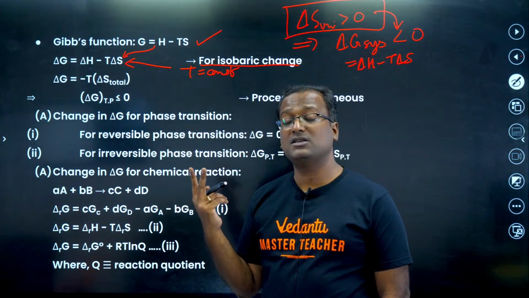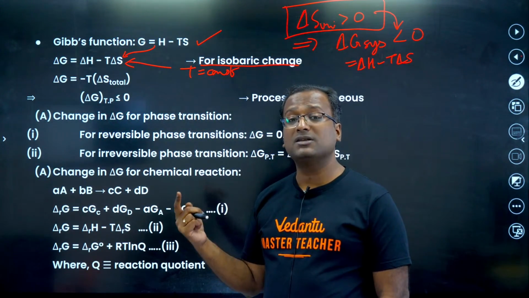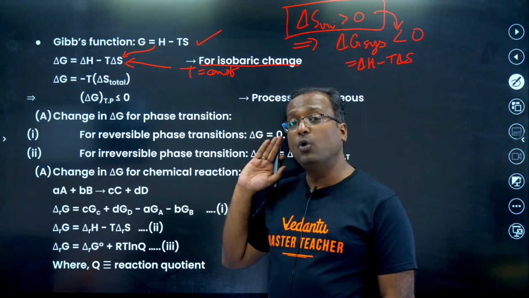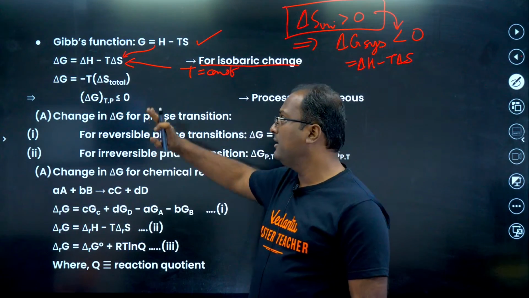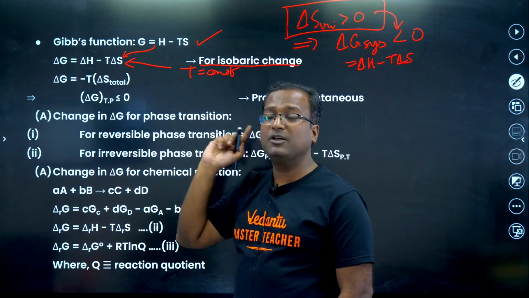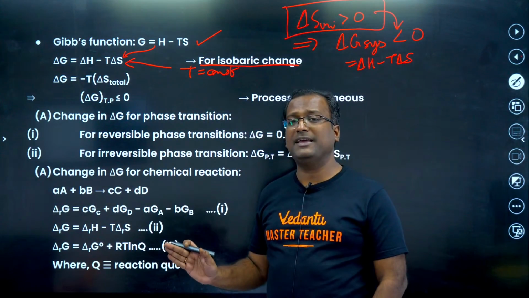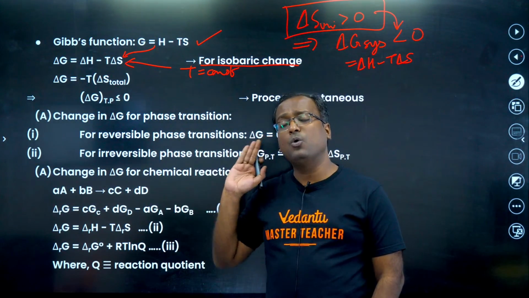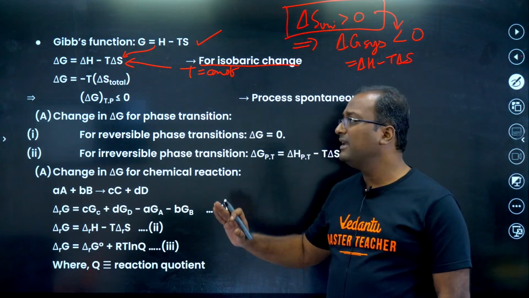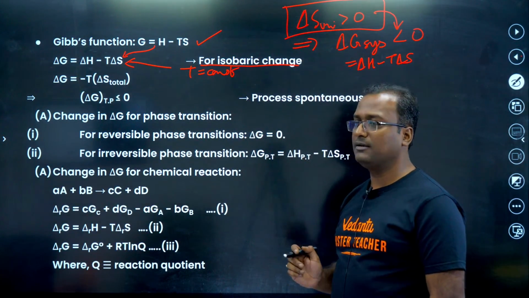By default you have two conditions. Pressure should be constant, temperature should be constant. Only and only then we can apply this formula. Are you guys with me on this? We cannot blindly keep applying the Gibbs free energy change formula. Only when pressure and temperature are constant, then we can apply this formula.